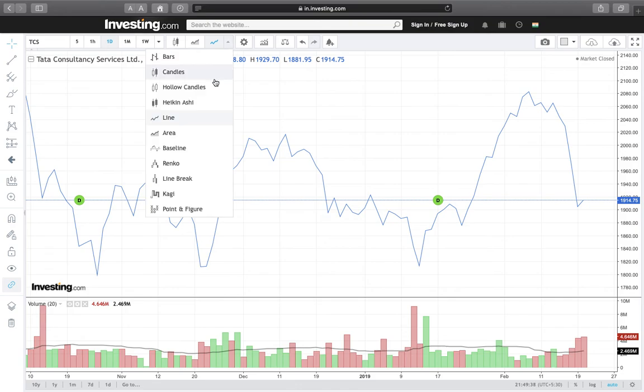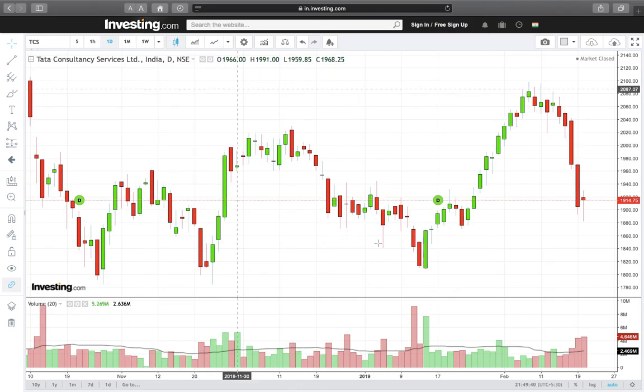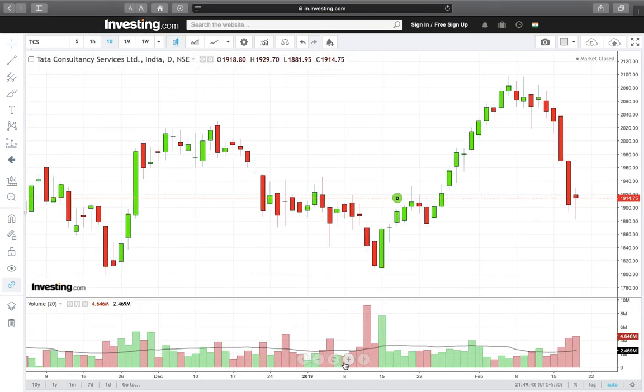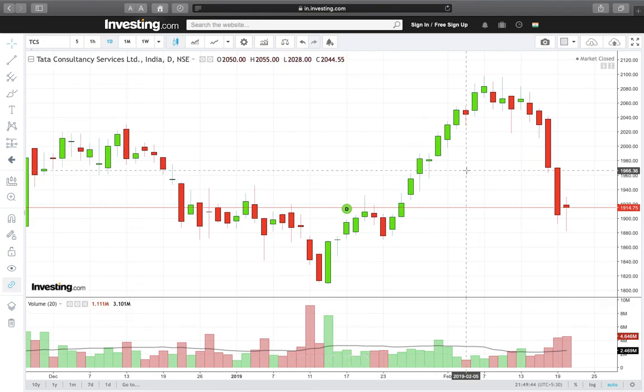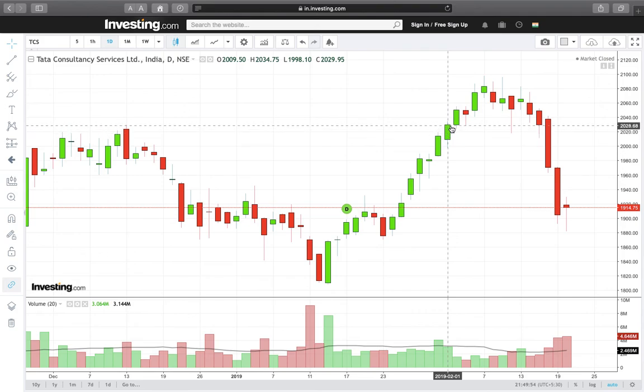The last type of chart we learned today is the candlestick chart. So now I'm on the candlestick chart for TCS. Each candle here, as we understood, represents the day's price movement, the body of the candle representing the range from the day's open price to the day's close price. The wick above represents the day's high, and the wick below represents the day's low.